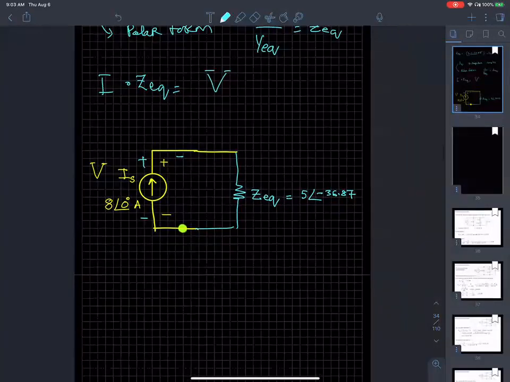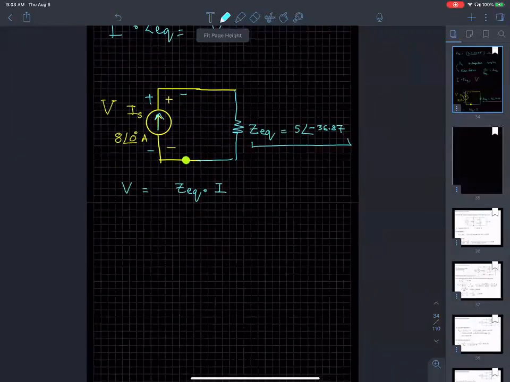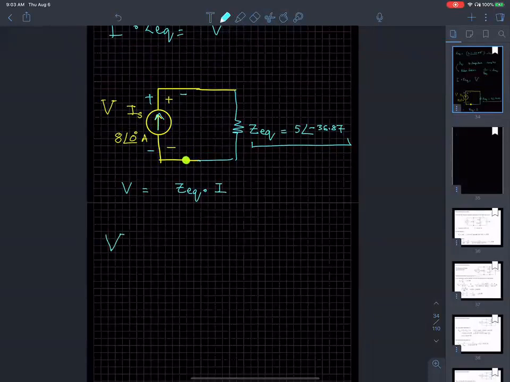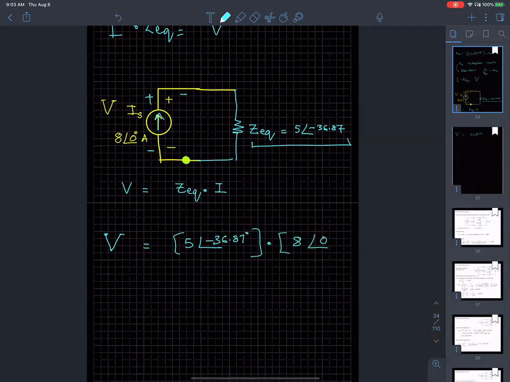Once I have the Z equivalent, and once I have the current, I would be able to find out V. V is Z times I, and that's the whole reason why I did all the conversions and parallel simplifications. So let's find out V. V is Z equivalent, which is 5 angle negative 36.87 degrees, times I, which is 8 angle 0 degrees.